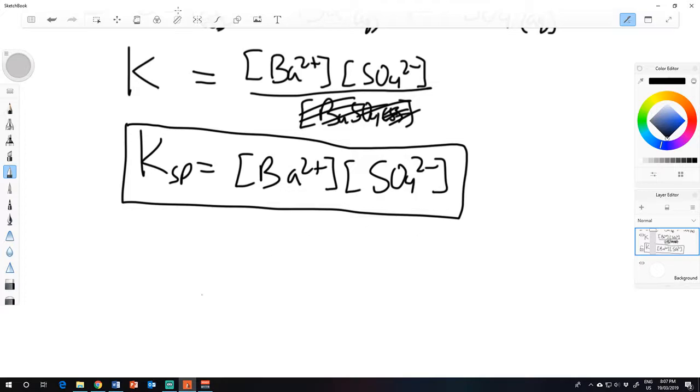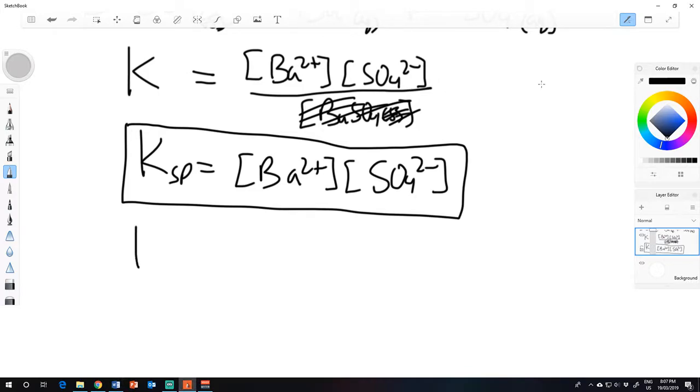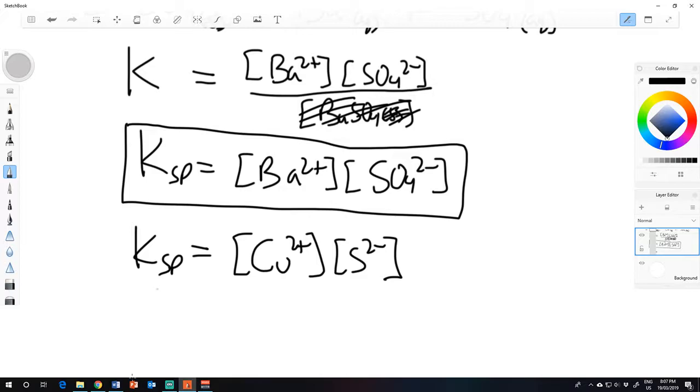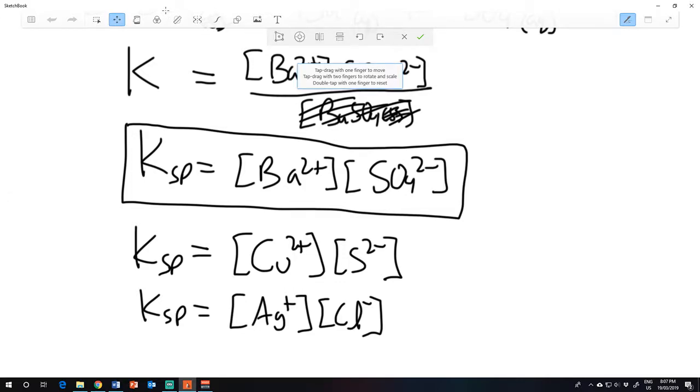Okay. So with that said, the copper sulfide and the silver chloride KSP expressions will look like this. Copper 2 sulfide will be Cu2+ and then S2-, like that. And then the other one was silver chloride, so KSP will be Ag+ and Cl-, like that. Yeah, so those are the KSP expressions.